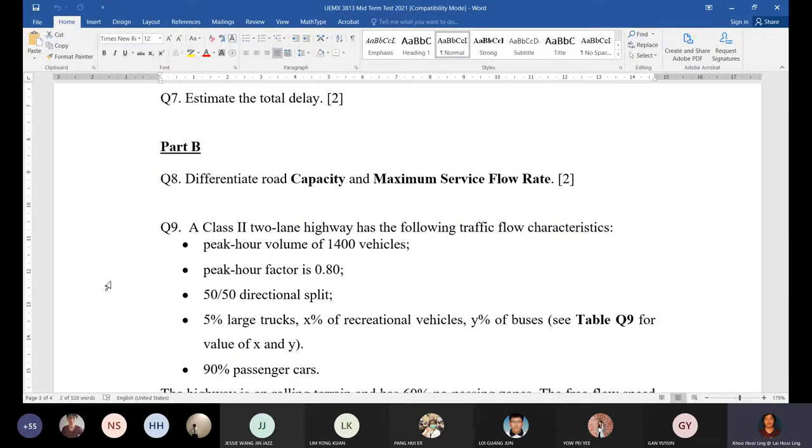What is the maximum service flow rate? Maximum service flow rate means that we are looking at the level of service. It's a boundary. The maximum service flow rate is the maximum flow that can be accommodated by the road for a specific level of service. Let's say level of service B is 1008, C is 2000, D is 2100, and so on. It's very simple. This is stated inside the notes.